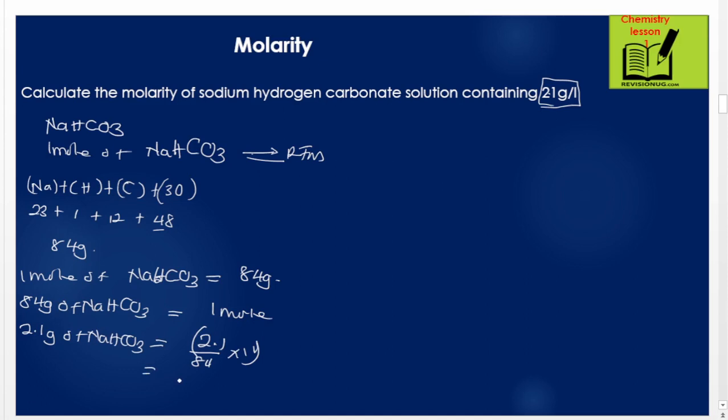This is 2.1 divided by 84, then times 1. Obviously this is giving us 0.025 moles. Therefore our molarity is very simple, because now these are the moles, and these moles are equivalent to the mass which was in 1000, and therefore this is automatically the molarity. So therefore now our molarity is 0.025 moles per liter.